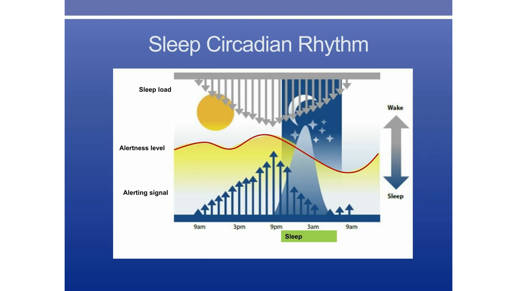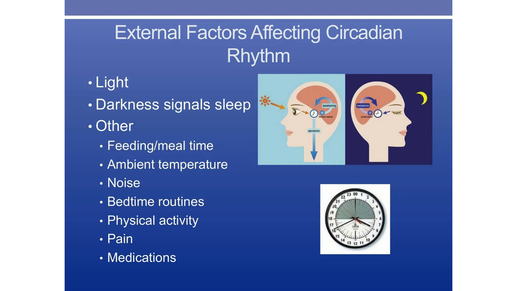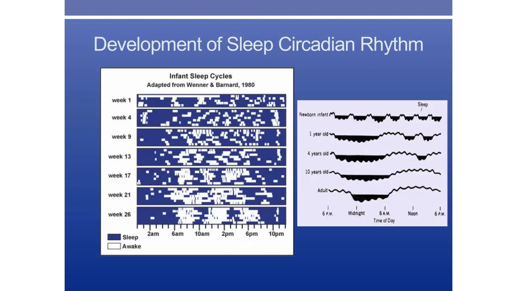The next slide shows the external factors that affect our circadian rhythm. And by far, those are light and darkness. Light functions through retinal cells, and it blocks secretion of melatonin, and darkness signals sleep by secreting melatonin. It's important to know that it's sunlight, mostly in the blue spectrum, which all our electronic devices emit. Other factors that affect sleep circadian rhythm are ambient temperature, noise, bedtime routine, physical activity, pain, medication, feeding, mealtime, all those affect your sleep.